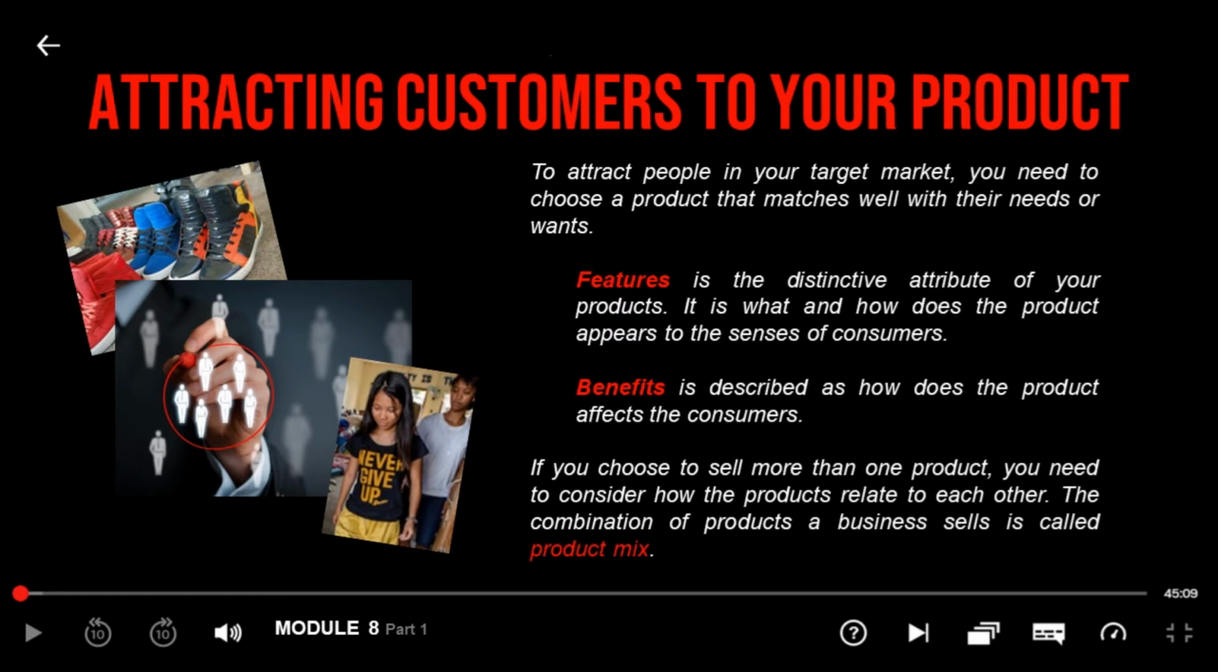So, sa Apple naman, ano ba yung binebenta nila or yung ino-offer nila? May mga cellphones, iPad, laptop, and yung denominator naman nila is technology. So, pagkakaroon ng mga ganong products, maraming products pero magkaka-connect, is product mix. So, next slide.